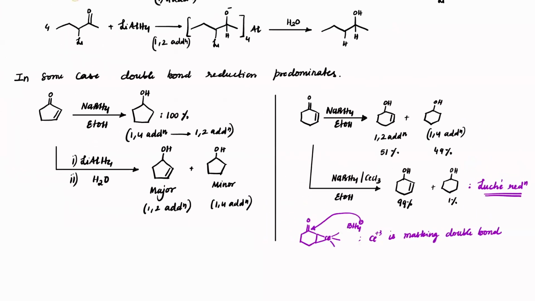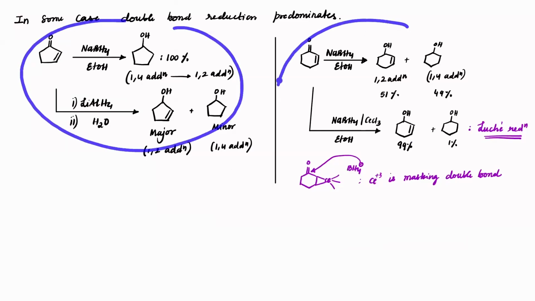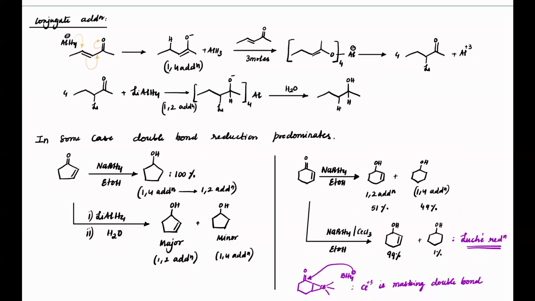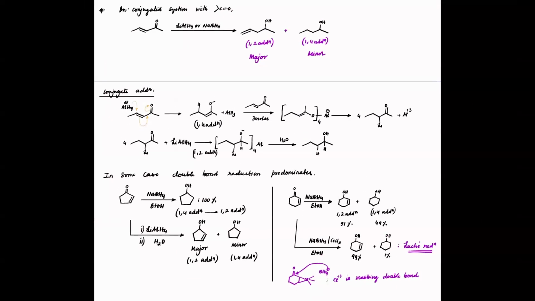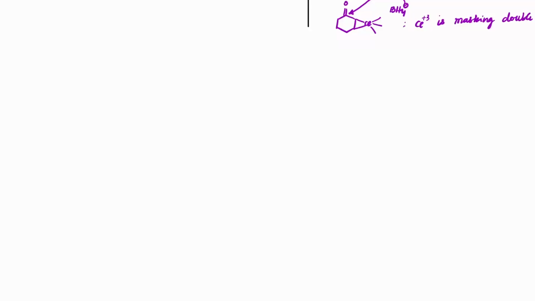Clear? So compare that, with 5-membered ring and 6-membered ring, how the reactions happen in both the cases. Okay, go through it once quickly. I'll give a minute's time. Check all conjugated systems, what is happening. Let's see the next case.